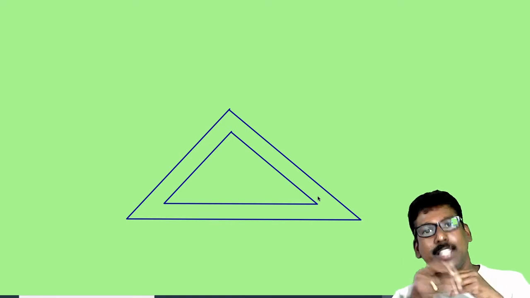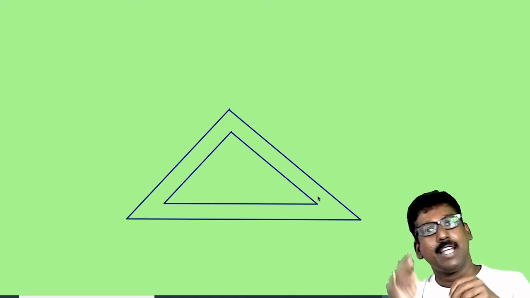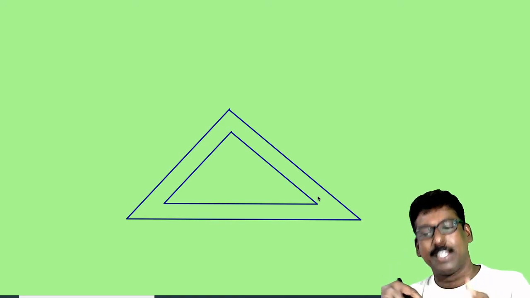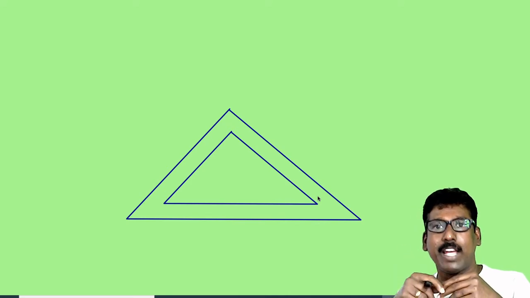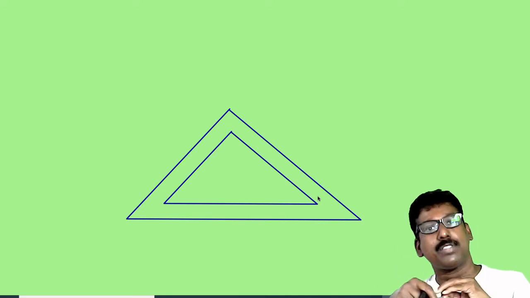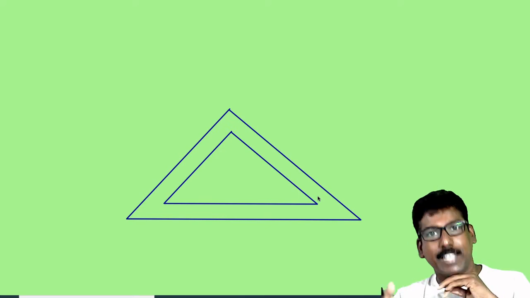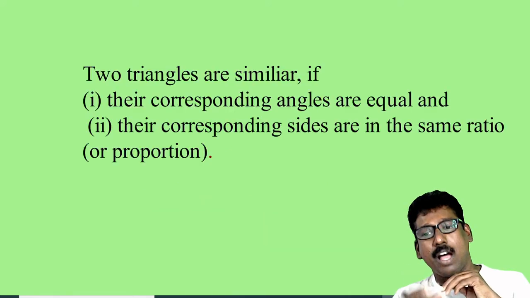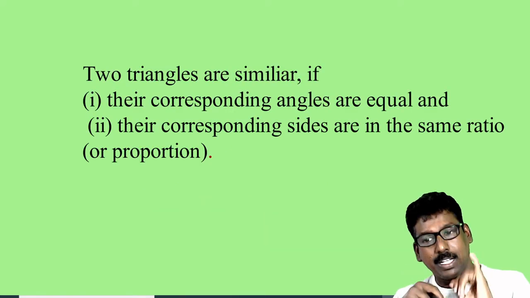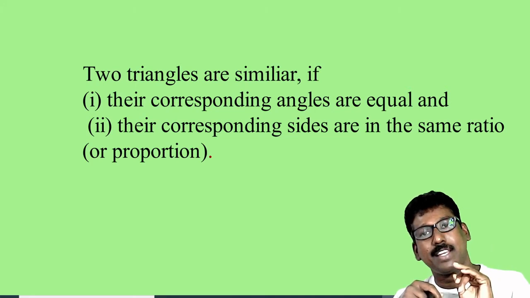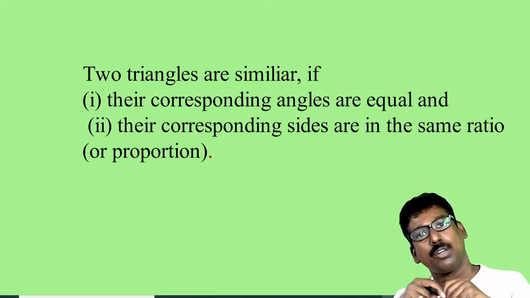That means in the last class we discussed the similarity of polygon. The same way for similarity of triangles, these two conditions must be satisfied. So we can write two triangles are similar if their corresponding angles are equal and their corresponding sides are in the same ratio or proportion.